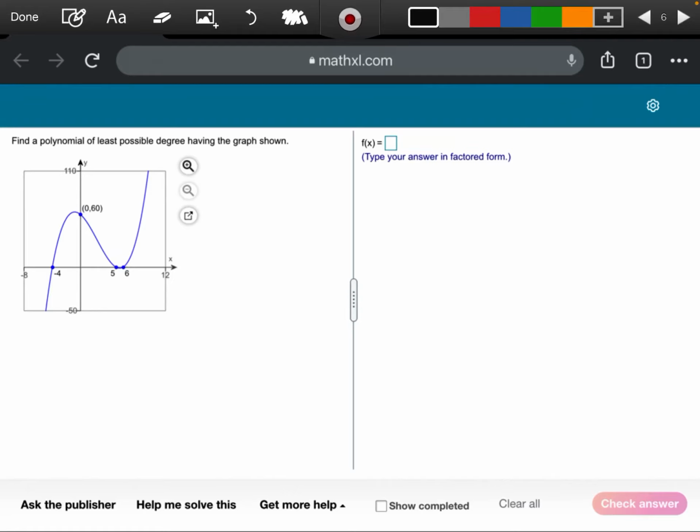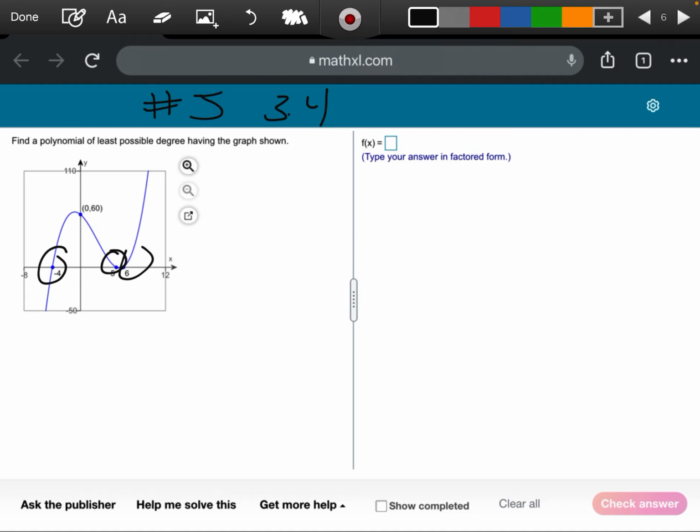All right, so y'all, this is a homework problem. This is actually number 5 out of 3.4. Not sure why none of the information came up, but this is number 5 from 3.4. And it says, find a polynomial of least possible degree having the graph shown.